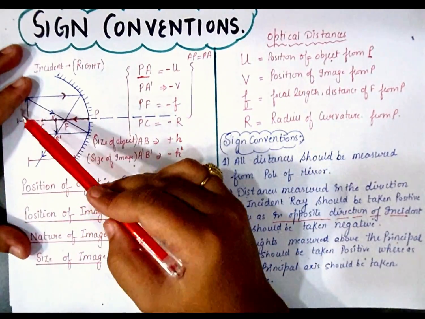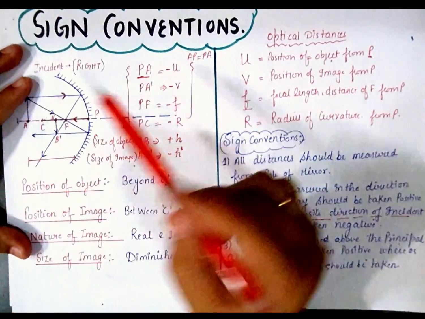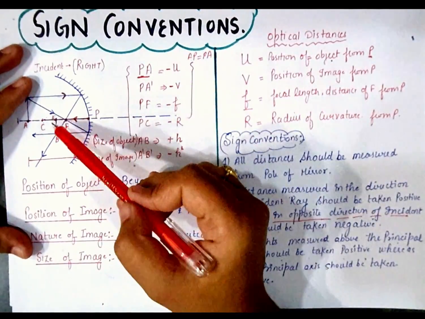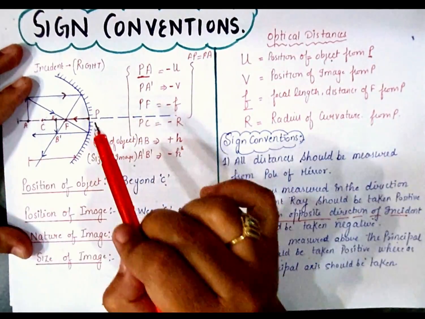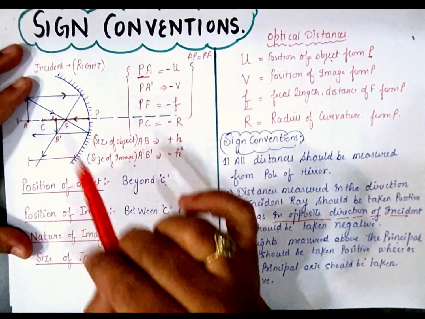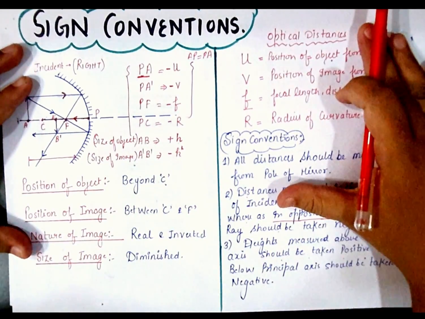As you can see, the size of the object is always measured above the principal axis, so it will always be positive. Similarly, the size of the image depends on whether the image is real and inverted or virtual and erect. Accordingly, we can apply the sign conventions.